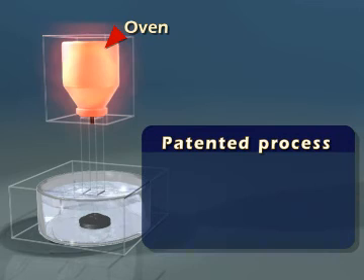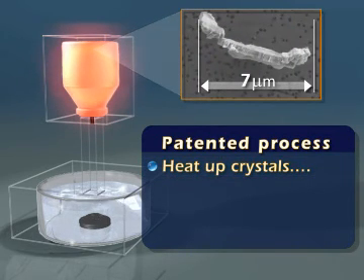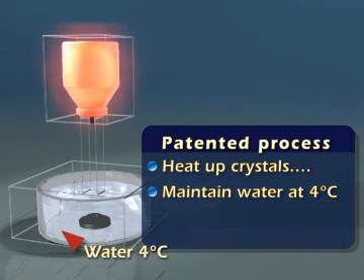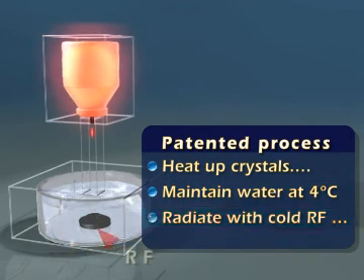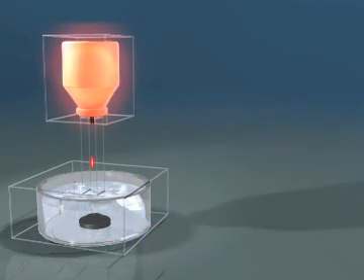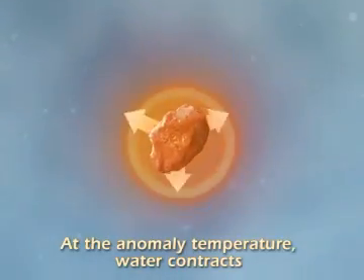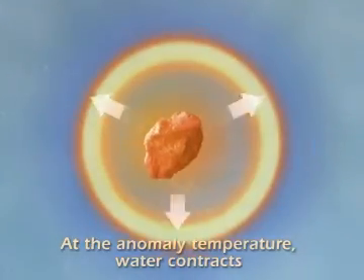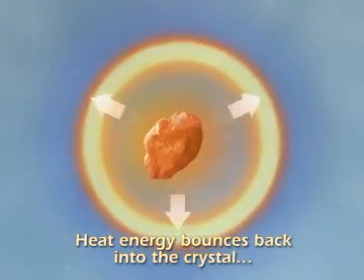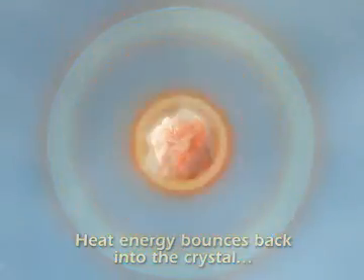To create NeoWater, an insoluble micron-sized crystal aggregate is heated and then rapidly quenched in reverse osmosis water, maintained at just below 4 degrees Celsius, while radiating it with cold radiofrequency to create gas bubbles inside. Since the water is at 4 degrees Celsius, its anomaly temperature, the heat energy from the crystals is reflected back from the water. This prevents it from reaching equilibrium by a temperature gradient.